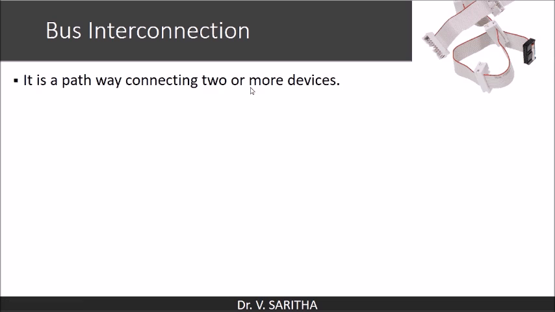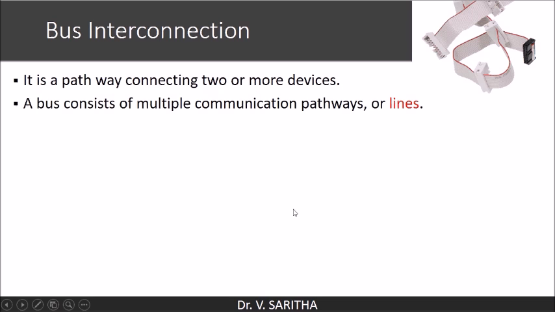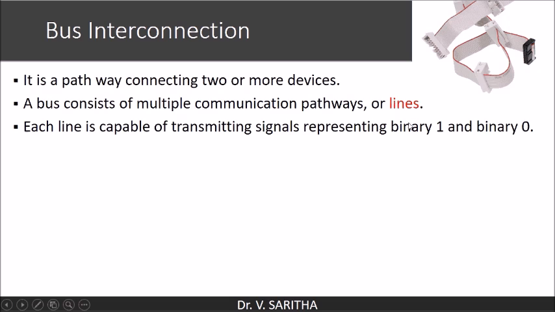We can connect more than one device with the help of a bus. A bus consists of multiple communication pathways, or we can say lines. Now, if you see here, there are so many lines showing, and each is used to transmit one bit of binary data. So, that is either 1 or 0 we can transmit using each line.